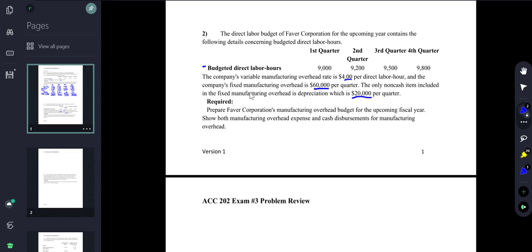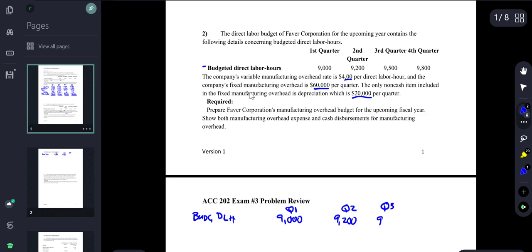This one, they want us to do the same thing. So we're going to do that. We have the budgeted direct labor hours, and we're going to have Q1 over here, and that's going to be 9,000. In Q2, we have 9,200. In Q3, we have 9,500. And then in Q4, we have 9,800.